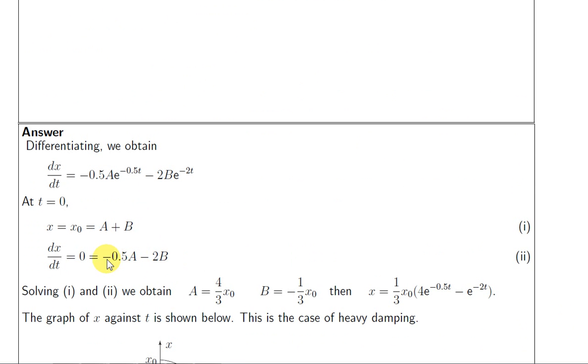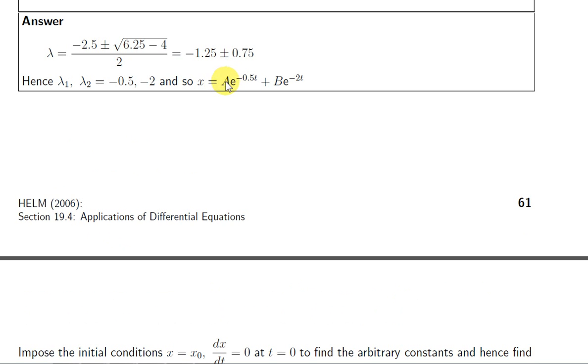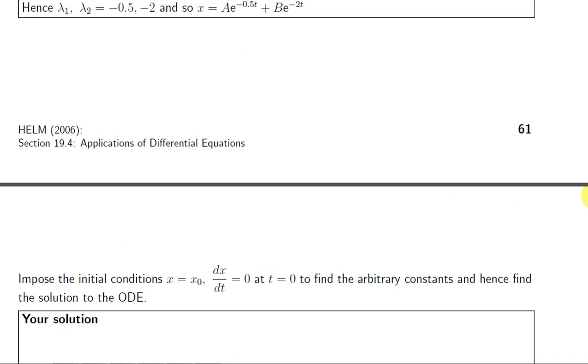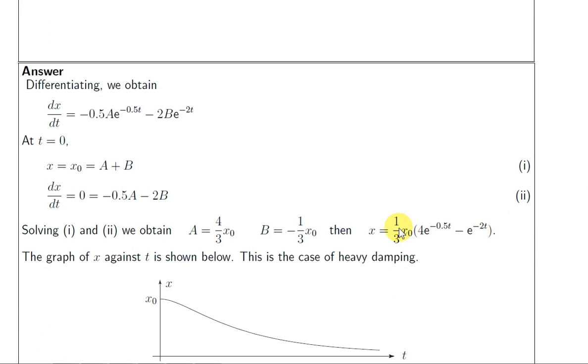From this equation here we get a equals minus 4b. And if we plug minus 4b in for a here, we get x0 equals minus 3b, or b equals minus a third x0. And if we add a and b together, we must get x0. So minus a third plus 4/3 gives us 1 x0. Next we plug what we got for a and b into this here. Gives us the displacement, and you can see that a third x0 is a common factor, because we've 4/3 x0 in front of this, and we've minus 1/3 x0 for b in front of this exponential term.